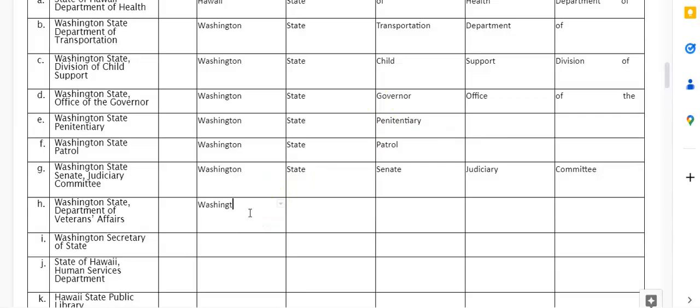For letter H, Washington is the name of the state. So that's our key unit. State is Unit 2. Okay, and then we have Department of Veterans Affairs. So the actual name or the most distinctive part of the department is Veterans Affairs. So Veterans is my Unit 3, Affairs is Unit 4, Department is Unit 5, and of is Unit 6.